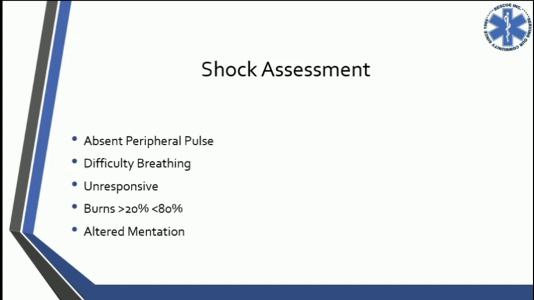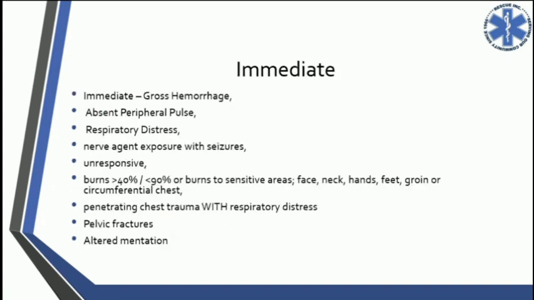These are what makes a red. Because uncontrolled hemorrhage, that's really a misnomer because we have stuff to control that bleeding. We should be controlling that bleeding when we get there. So immediates, these are our reds. Gross hemorrhage, absent pulses, respiratory distress. This is down that line of tension pneumothorax.